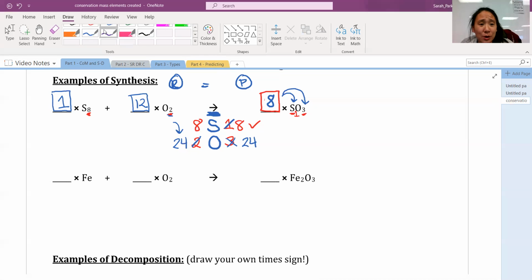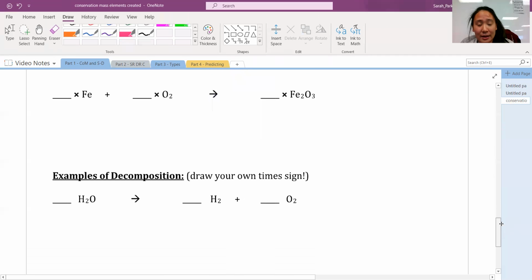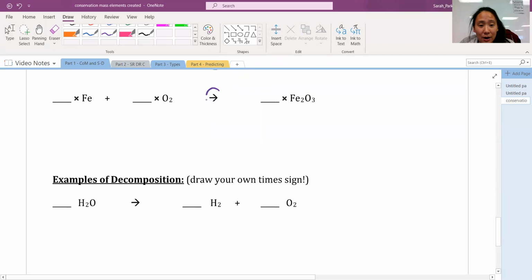Now, for some of you, doing all that counting is like complicated. You're like, I don't want to write anything. So if you don't want to, you don't have to. Okay, so let me just show you an example of where you're just doing it in your head. Okay, so here's the arrow. That's where you always want to check. So everything on the left has to equal everything that's on the right. So you do a quick check. You have 2 oxygens on the left, but you have 3 oxygens on the right. You're like, oh, that is not equal.